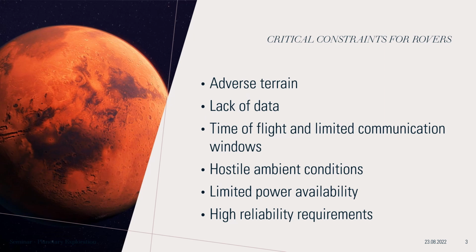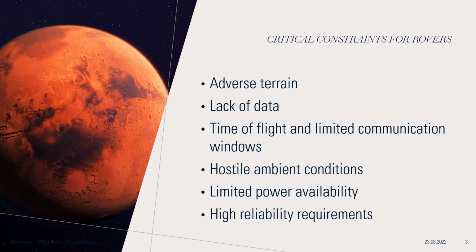So the first topic is critical constraints for rovers. On a planet like Mars, there's adverse terrain characterized by rocks and cliffs with just a few features for self-localization, which is a crucial issue for the autonomy of the rover. There's always a lack of data on specific features of the environment, especially on planets where humankind has never actually been by themselves.